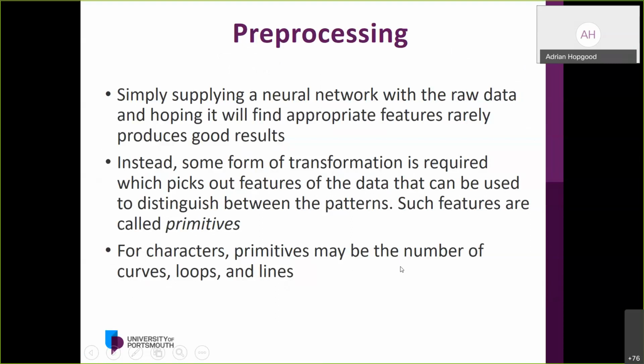But in a task like this, if I was to simply present a bitmap image of those characters to a multi-layered perceptron, the kind of simple neural network that we've seen so far, it would rarely produce good results. The reason is that the neural network requires some sort of pre-processing. This type of neural network, a simple multi-layered perceptron, needs some kind of pre-processing to pick out the key features called primitives. So in the case of characters, the primitives might be the number of curves, loops, or lines in an image.